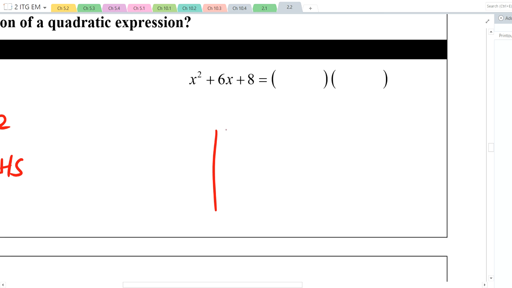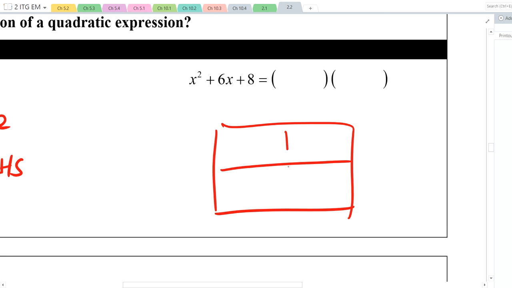Okay, we've got boxes. Can we fill in the top left hand? What is it? X squared. The bottom? 8. Very good. Now I've got 2 more boxes left. What do you think there will be? 3x. Okay, let's try. 3x and 3x.